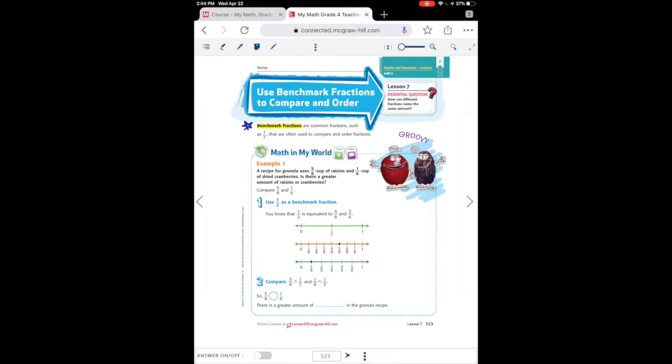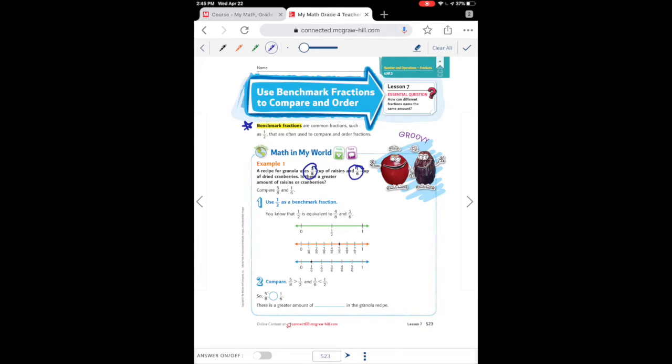Math in My World example 1. A recipe for granola uses 5/8 cup of raisins and 1/6 cup of dried cranberries. Is there a greater amount of raisins or cranberries? So the two numbers that we are working with that we need to compare are 5/8 and 1/6. So even though 1/2 is not in that fraction, I'm still going to use it as my benchmark.